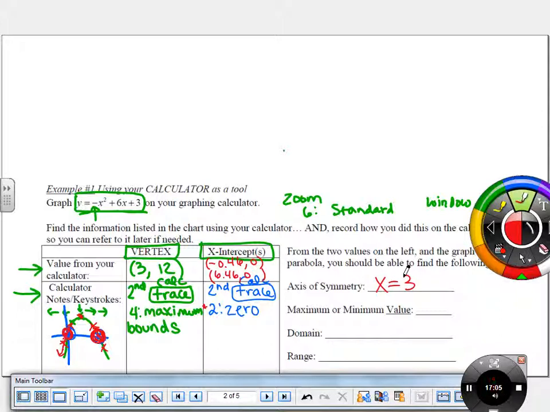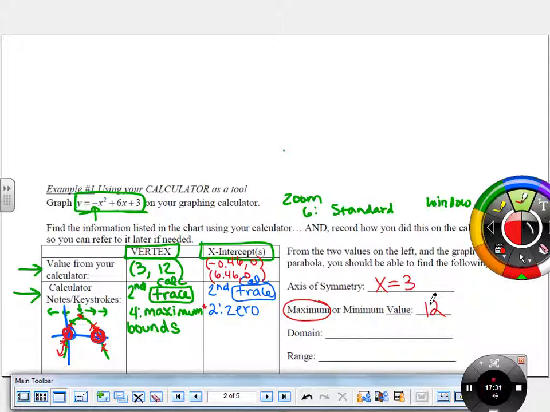The minimum or maximum value. Now in our case, it's a maximum value because our parabola is concave down and the vertex is a maximum. Since it's asking for the maximum value, it's asking for the highest point that it reaches, or the highest value that the y-coordinate will become, which in this case is 12.